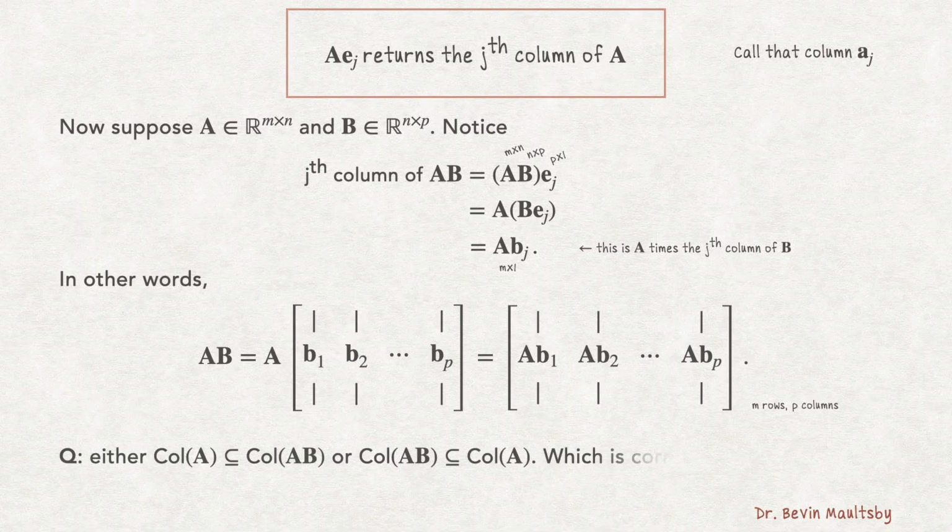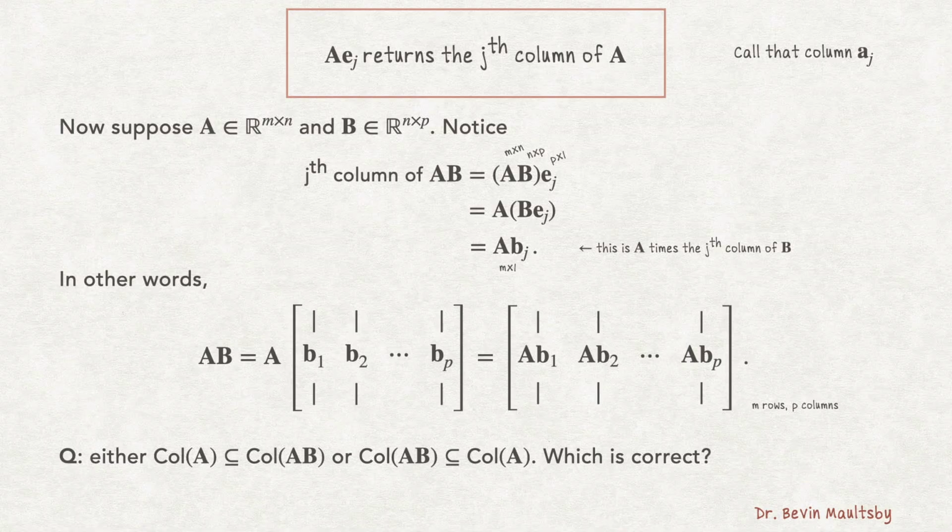I have a challenging question here. Let me explain what I'm asking, and then I would like for you to pause and think about it. We said that the set of all possible linear combinations of the columns of A was a set of vectors that we call the column space of A. Analogously, looking at this new matrix that we formed in the bottom right, we could consider all possible linear combinations of those columns. Call that the column space of AB. I claim that it's either the case that the column space of A is a subset of the column space of AB, or vice versa: the column space of AB is a subset of the column space of A.